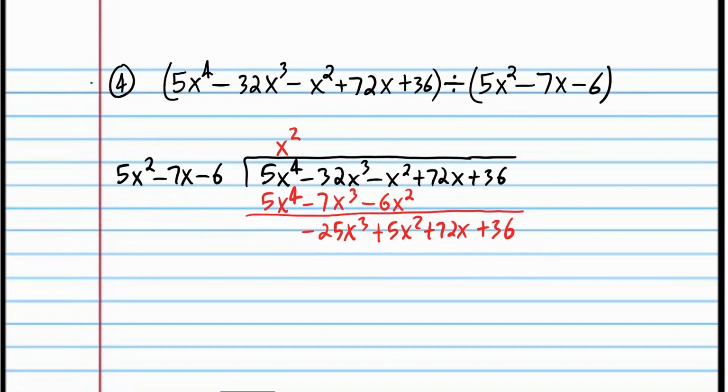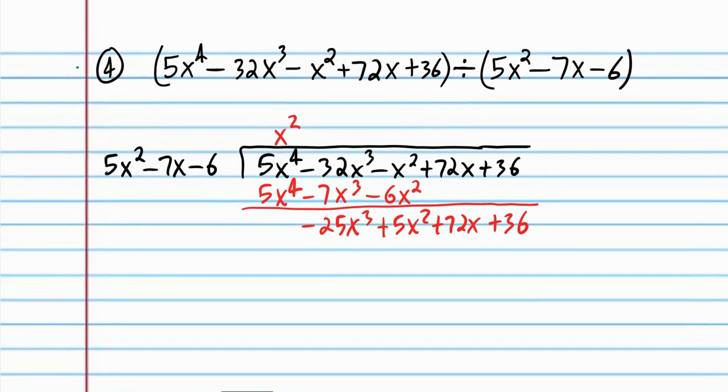Be very, very careful. This is going to be a double negative. You're taking negative 32 and subtracting negative 7. So that's the same thing as adding 7 to negative 32. And here you have a double negative also. We're taking negative x squared and subtracting negative 6x squared. So that's negative x squared plus 6x squared. Okay, so that was step 3 of cycle 1.